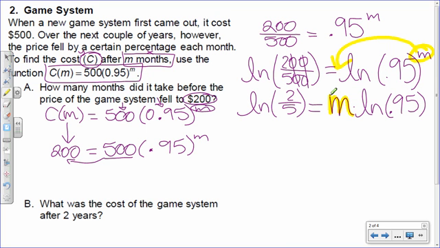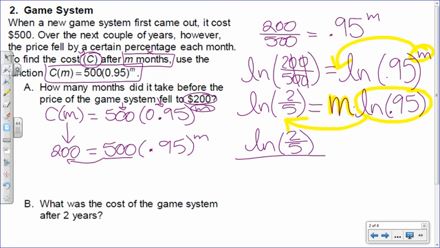So we know that the natural log of 0.95 is multiplying M. So if I take that across, it's going to be divided. And so we're going to do the same operation that we did: natural log of 2/5 divided by the natural log of 0.95. And that will give us M. That will be the exact answer.